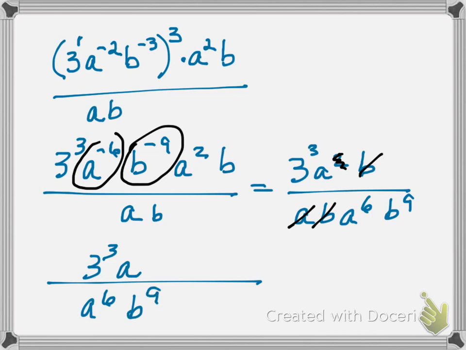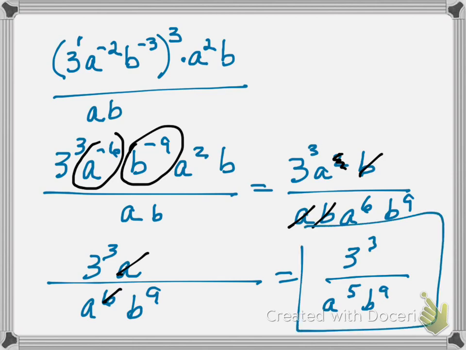And it looks like I can cancel one more a. I can cancel that one with one of these, which would leave me with 5 of them on the bottom, a to the 5th, b to the 9th. And that is my answer. If you want to put a 27 instead of a 3 to the 3rd, that would be acceptable as well.